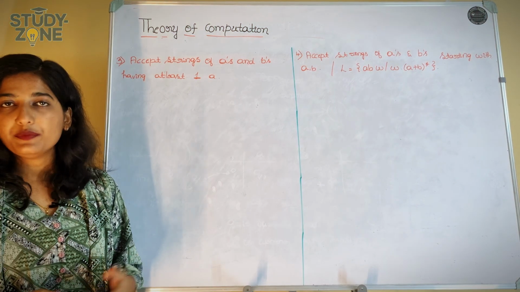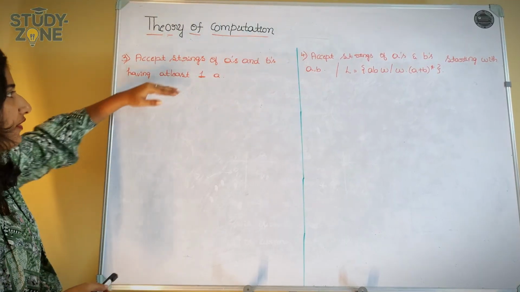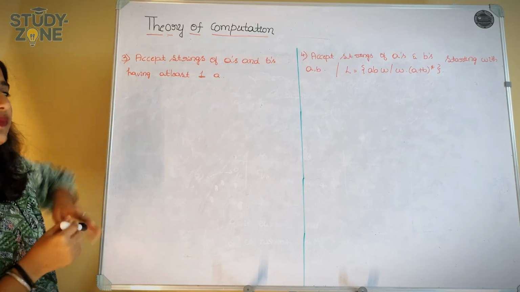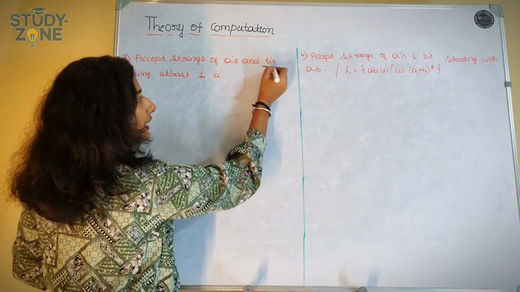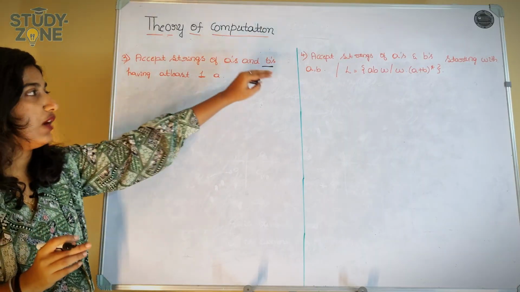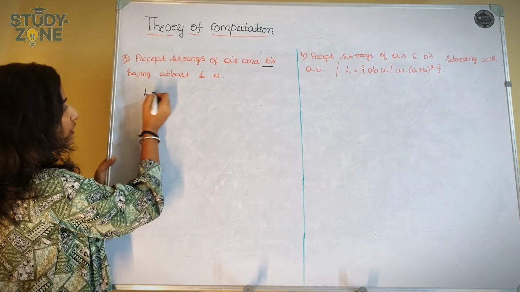So the third problem is like this. Accept strings of A's and B's having at least one A. So what is the difference from the previous problem? That is, we have B here, correct? In that problem we had only A, but here we have B also. So here we should have at least one A.